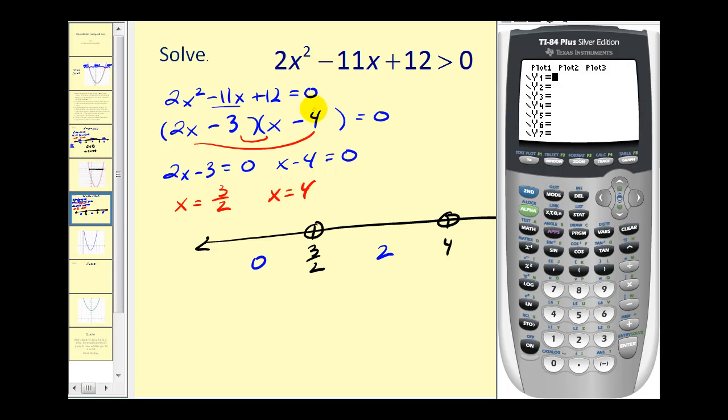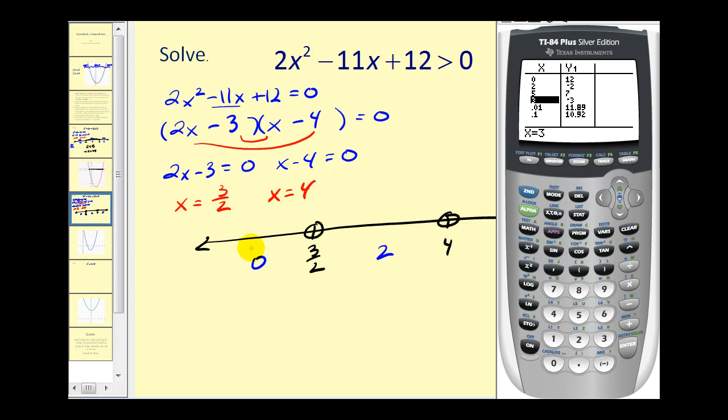Type the left side into y1. And again, we could do this by hand, but this is a very nice time saver. Second graph to the table, we'll type in our test values. They are 0, 2, and 5. And we're comparing these y values now to being greater than 0.